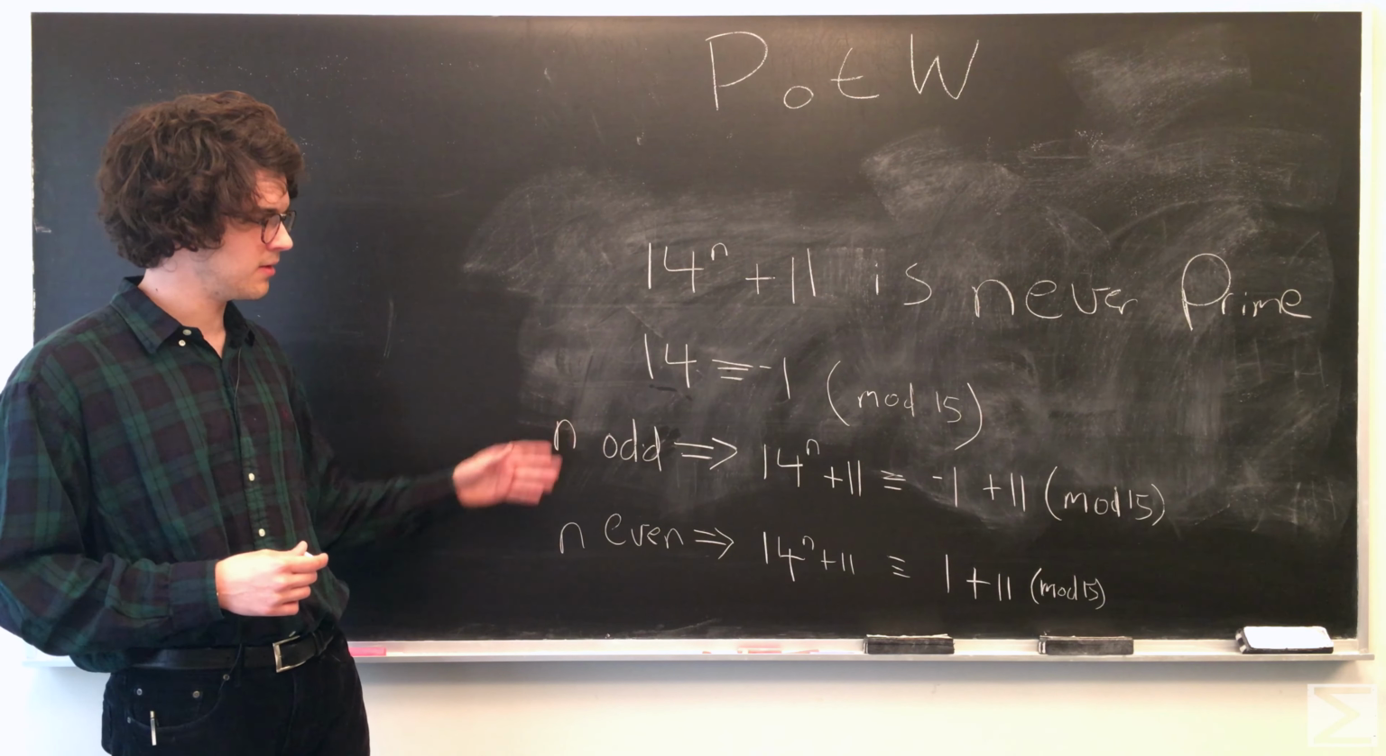So when n is odd, 14 to the n plus 11 is congruent to -1 plus 11, which is equal to 10, and 5 divides 10, so that's not prime. And then when n is even, this is congruent to 1 plus 11, which is equal to 12, and 3 divides 12. So that proves that 14 to the n plus 11, no matter what n, is never prime.